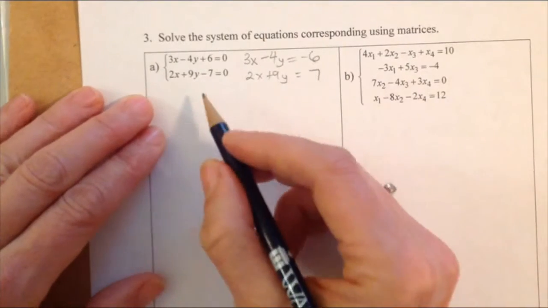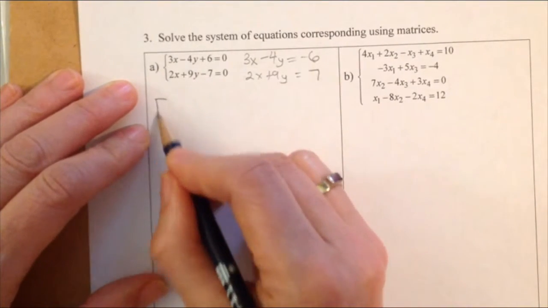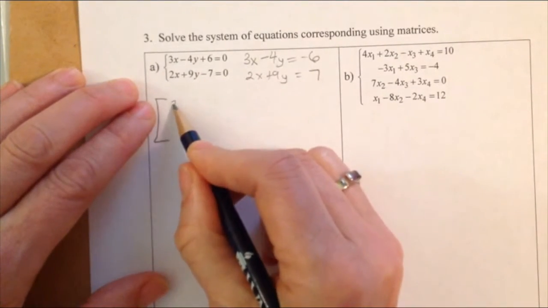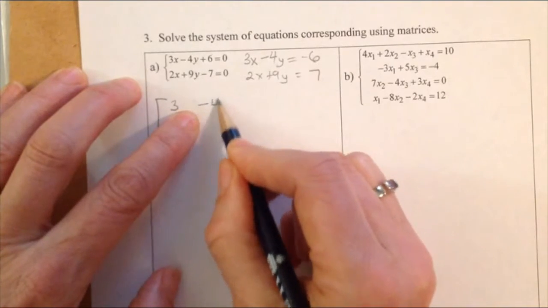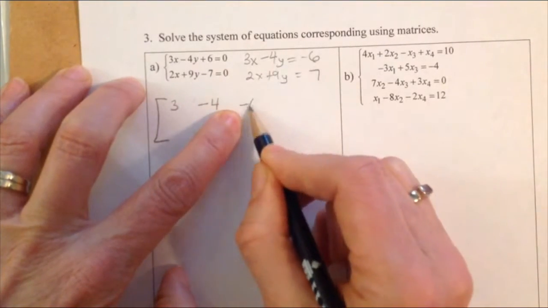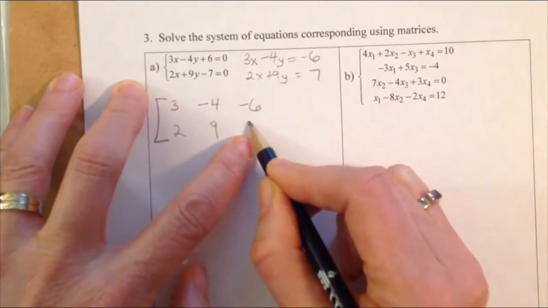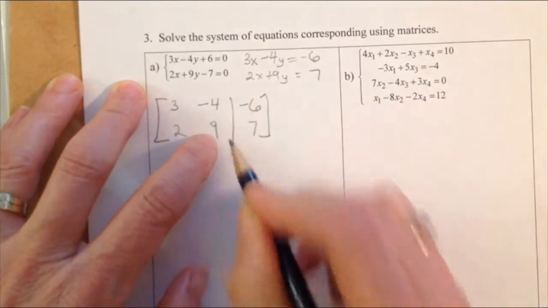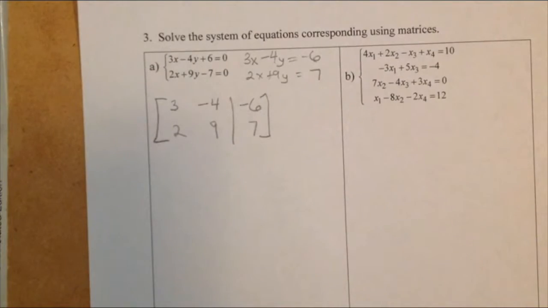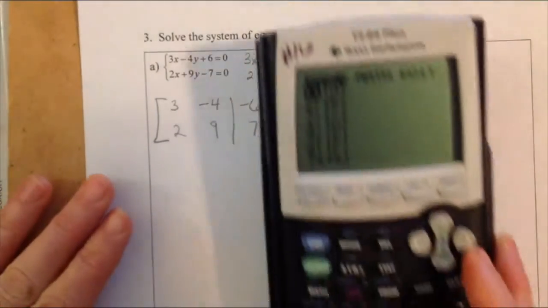Okay, and then we want to form our augmented matrix. So that's going to be entries 3, negative 4, negative 6, 2, 9, 7. And now we're ready to use our calculators.